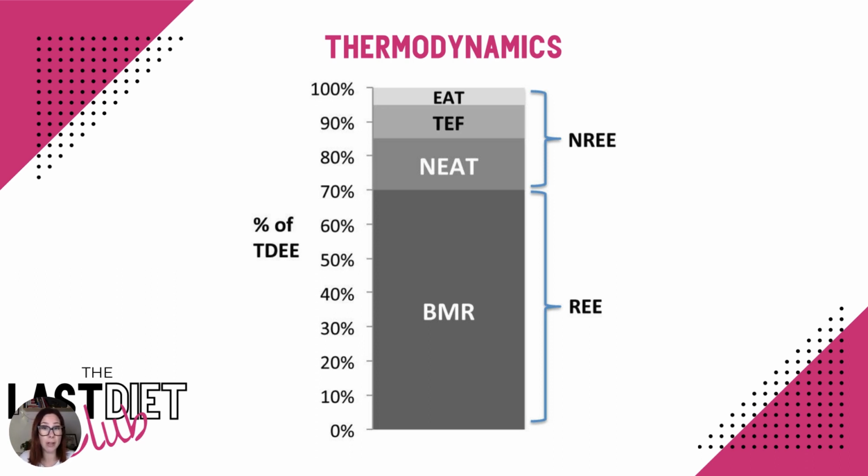This is your NREE, which is your non-resting energy expenditure. So this is the stuff that is you being more active. Okay, and I'm going to start from the top because I want you to understand how you can have an impact on these things. So the first one is your exercise activity thermogenesis. Okay, and that is roughly between 5 and 10% of your calories every day. That is your formal exercise.